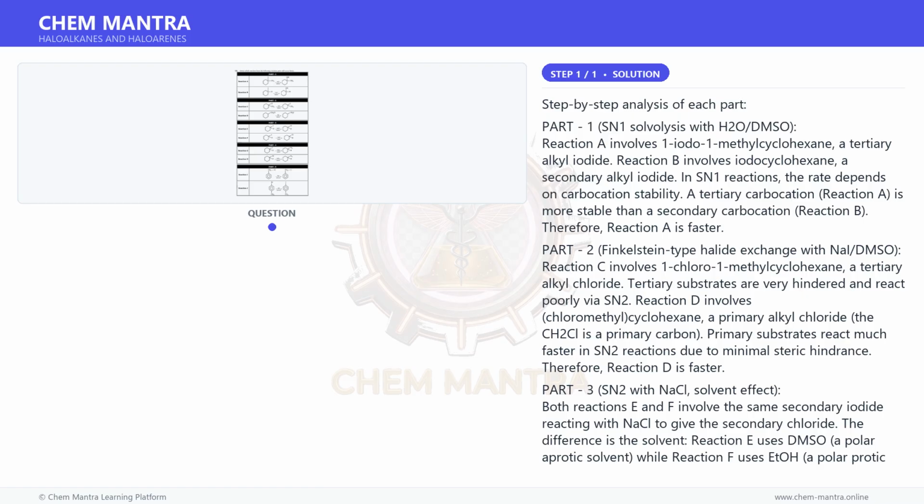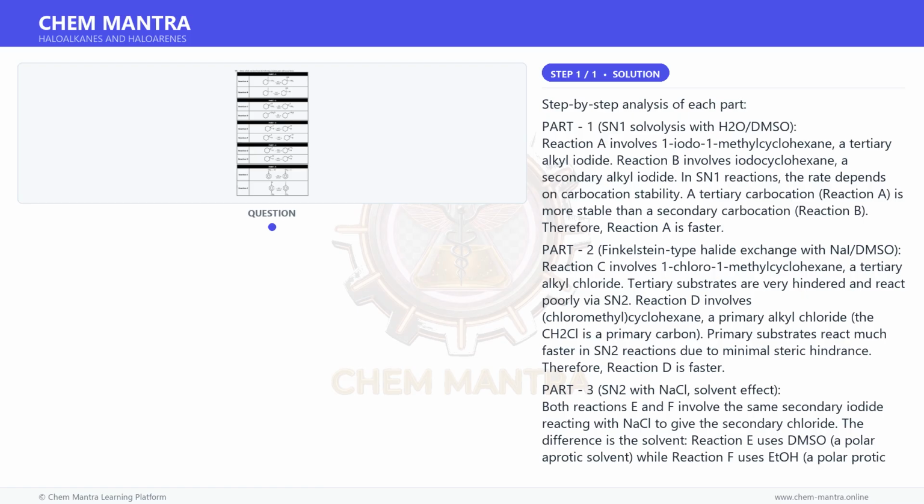Additionally, benzylic chlorides react well under these conditions. The key factor here is that benzyl chloride, reaction I, gives NaCl as byproduct, which is less soluble in acetone than NaBr, the byproduct of reaction J, driving reaction I forward faster. Also, benzyl chloride without the methyl substituent is slightly less hindered. The answer given is reaction I is faster.